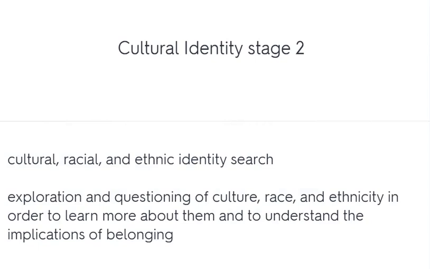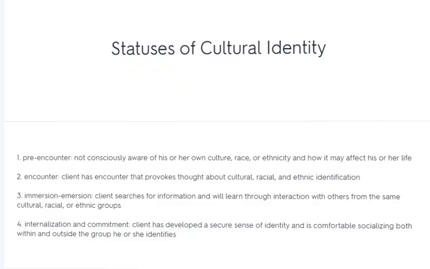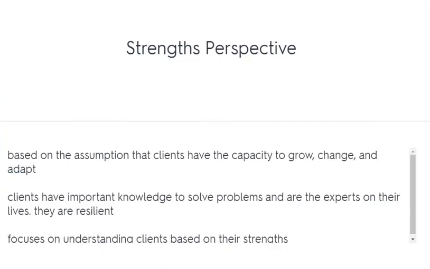Cultural identity stage 2. Cultural, racial, and ethnic identity search, exploration and questioning of culture, race, and ethnicity in order to learn more about them and to understand the implications of belonging. Cultural identity stage 3. Cultural, racial, and ethnic identity achievement. People have a clear sense of their cultural, racial, and ethnic identity and are able to successfully navigate it in the contemporary world. Statuses of cultural identity.